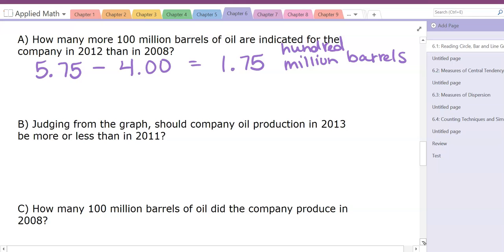Okay, part B says, judging from the graph, should the company's oil production in 2013 be more or less than 2011? More. Why? Yeah, it looks like over time the bars keep getting longer. I haven't seen a single time yet where it's decreased. So the trend is that it's increasing every single time. If they asked for justification, you could say more because the graph appears to be increasing.